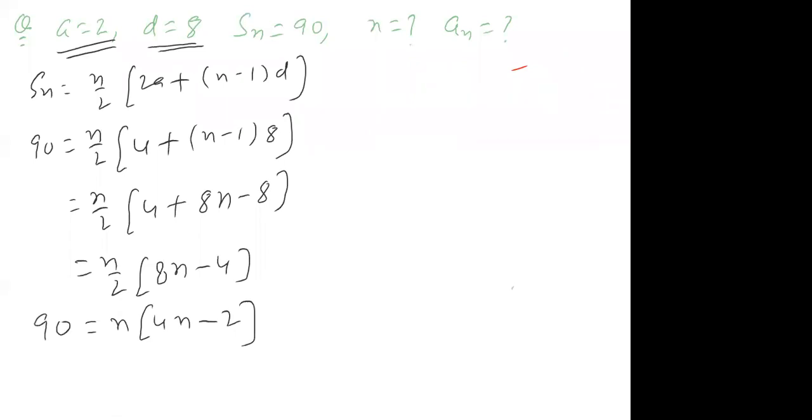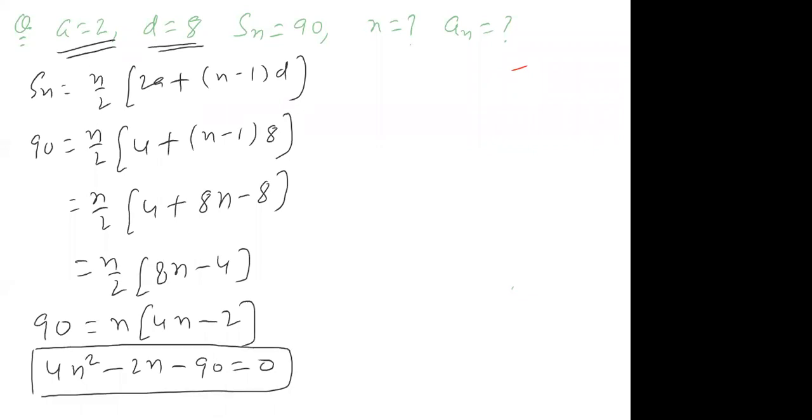Equal to 90. So now my equation is 4n square minus 2n minus 90 is equal to 0. In this case, again, you can cancel out 2. So your equation will be 2n square minus n minus 45 is equal to 0.